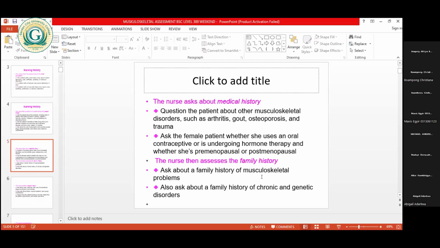And I want to ask the class, why do you think it's necessary to ask these questions when the client is a female? Why do you think, when dealing with musculoskeletal disorders and the client happens to be a female, it is necessary to ask these questions? Yes, you can talk by unmuting your microphone, or you can chat so we can answer you there.